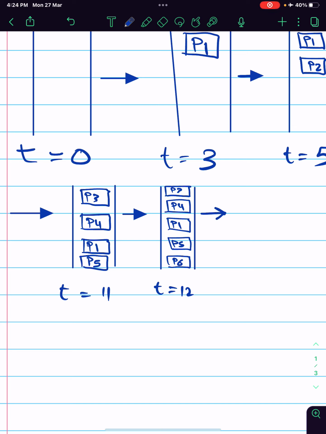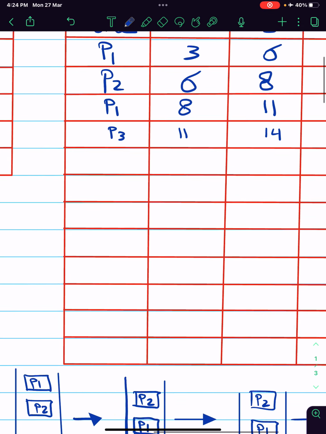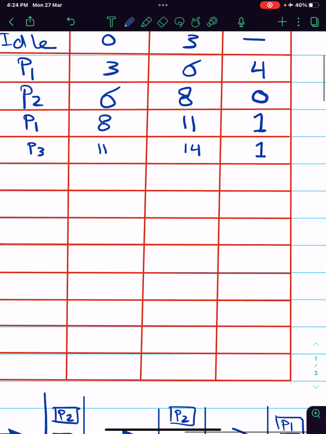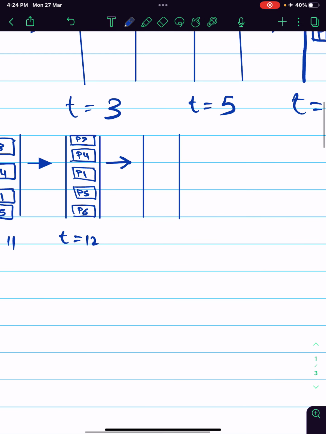At time 14, as you can see, P3 is done with the quantum. So P3 will leave the head of the queue and go to the end of the queue. So now the queue has P4, P1, P5, P6, and P3.